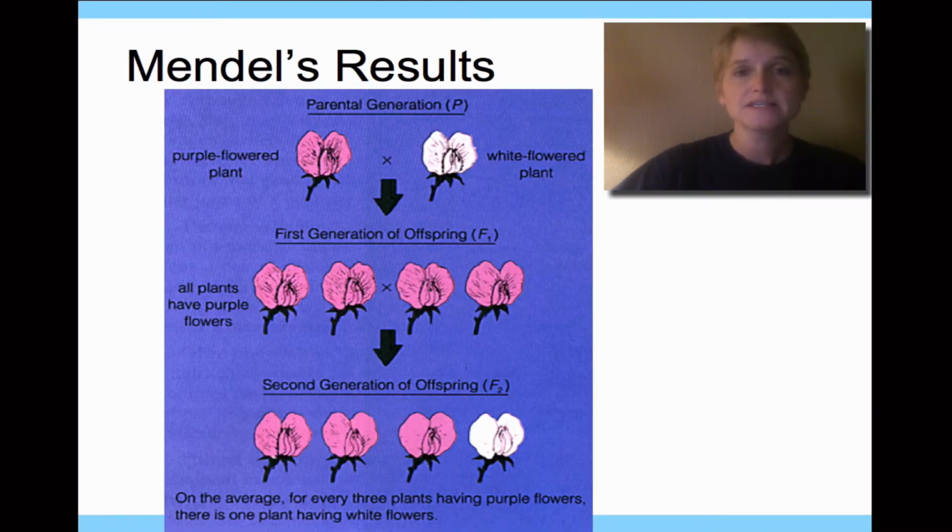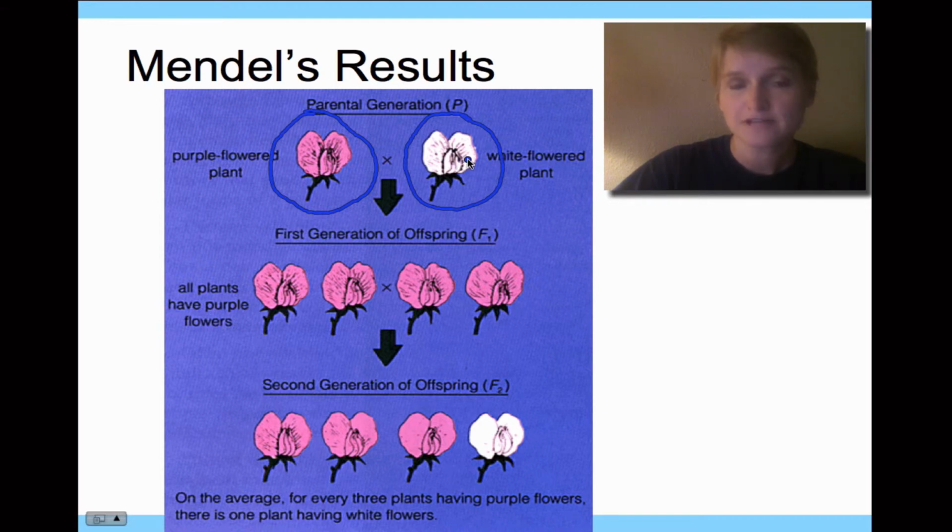Now what he did in his experiments was he crossed what's called a true breeding plant. So he looked for a plant that he knew was a purple flowered plant, and then he crossed it with one that only produced white flowers. So he crossed a true breeding purple flowered plant with a true breeding white flowered plant so that he could see what he got. And in that first generation of offspring, what we call the F1 generation, he noticed that 100% had purple flowers. He was a little surprised by that result, but he found that over and over, no matter what kind of cross he did, if it was a true breeding with a true breeding, he always ended up with 100% of one of those variations.